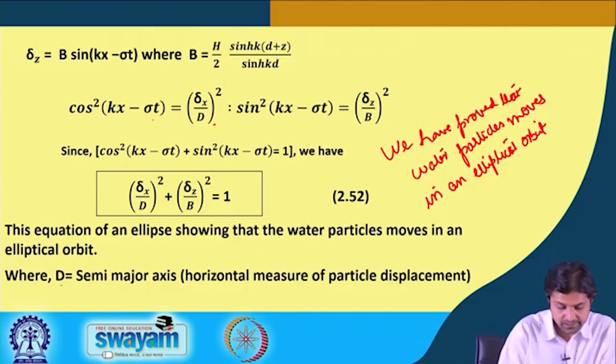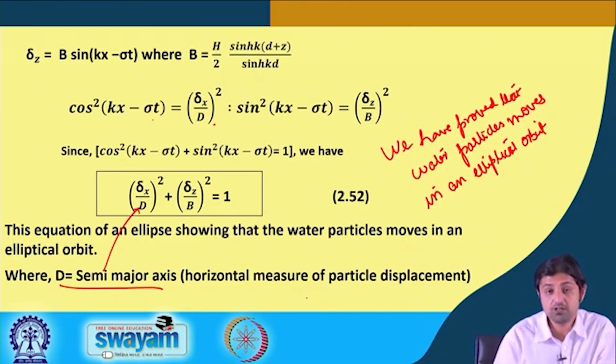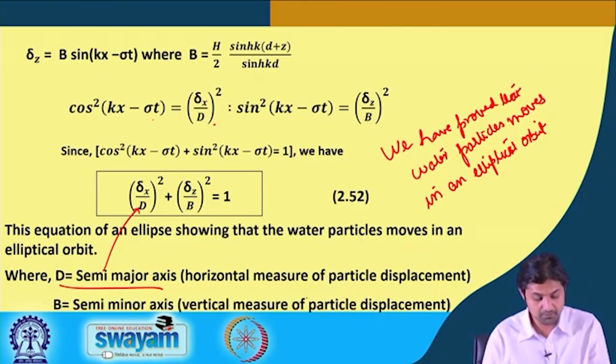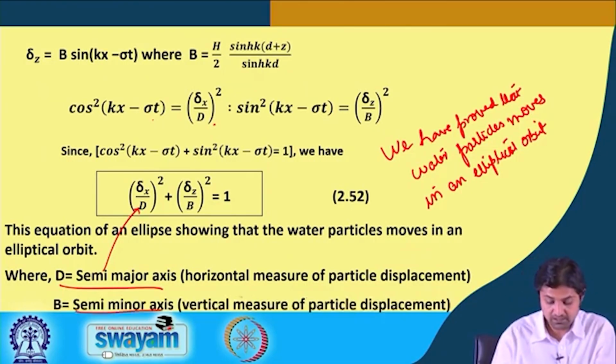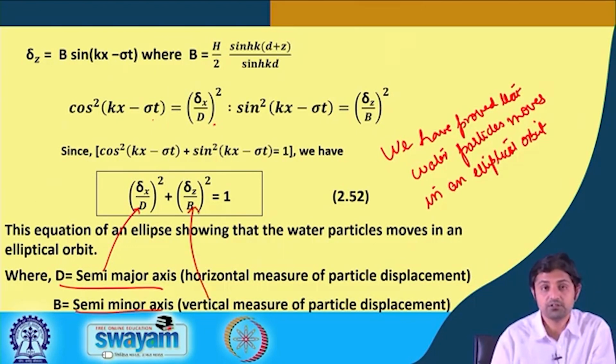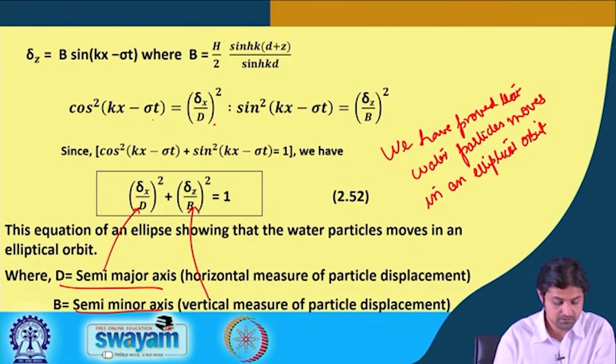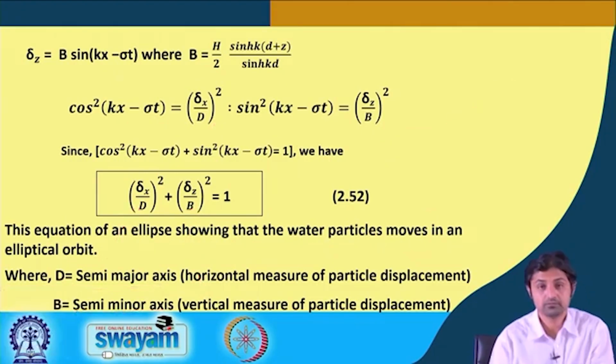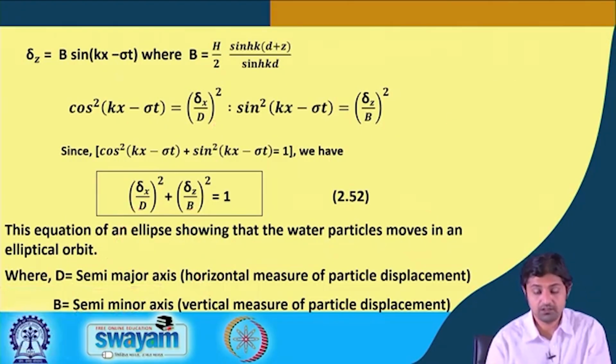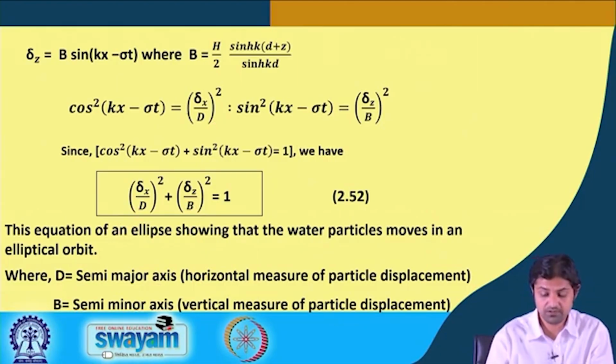Here d is the semi major axis, like the horizontal measure of the particle displacement, and b is the semi minor axis, that is the vertical measure of the particle displacement. Okay, so the particle displacement, this is an important equation.